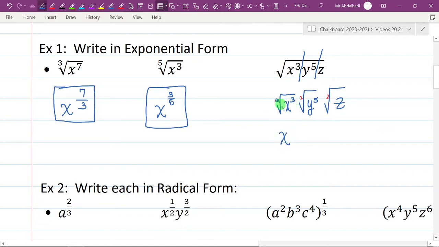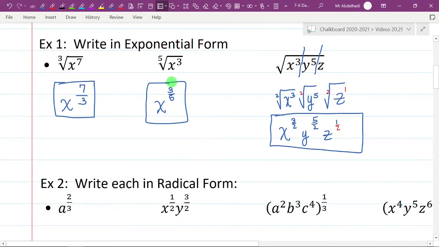So this is x to the 3/2, y to the 5/2, and z to the, well, there's also an invisible 1 here that we don't write. So if you don't have a power, you assume it's a 1. And this becomes z to the 1 over 2. Translation: anything to the 1/2 power is just a square root. All right, something that comes in really handy. And there you go.